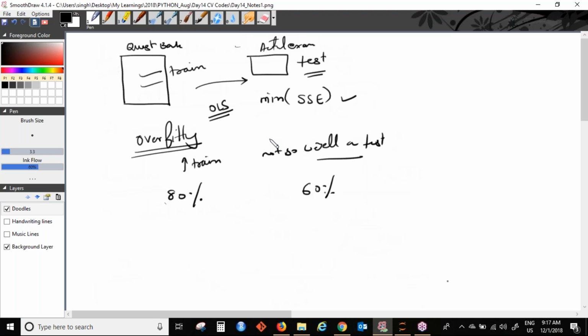Okay, Naresh is asking, what if we are more accurate on test data than on training data? Naresh, this generally does not happen. This will happen only if your test data is very small. If you take a very small test data, only then this can happen. Otherwise, this never happens. Why does this never happen?